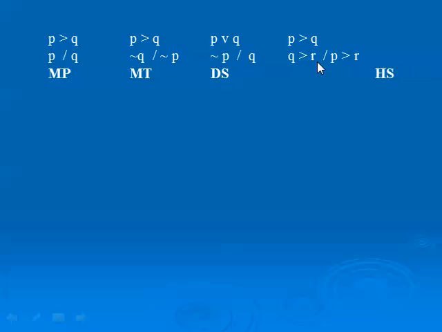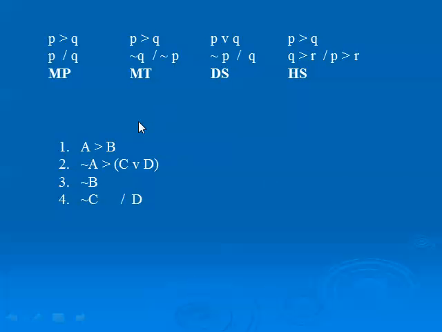So here are our rules, modus ponens, modus tollens. Let's go through them as we rewrite them up. P implies Q, P, therefore Q. P implies Q, not Q, therefore not P. Either P or Q, not P, therefore Q, disjunctive syllogism. P implies Q, Q implies R, so P implies R, the hypothetical syllogism. With those rules, we can actually do a proof.